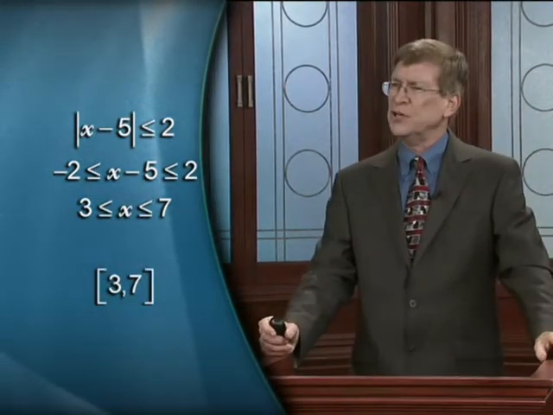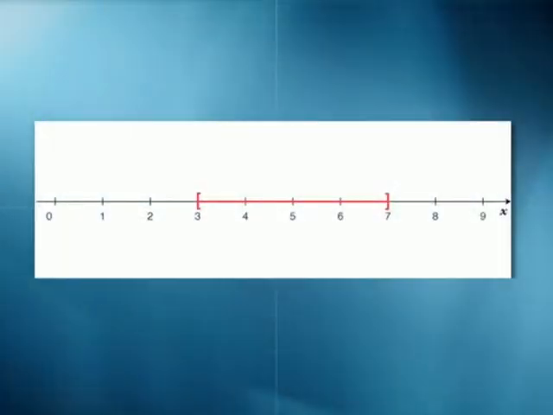Let me show you a picture of that closed interval. There I've drawn it, and it's got brackets at 3 and at 7, and all the numbers in between are the solutions to that inequality. Okay, good. Let's reverse it. Let's solve the inequality now with greater than 2 instead of less than 2.